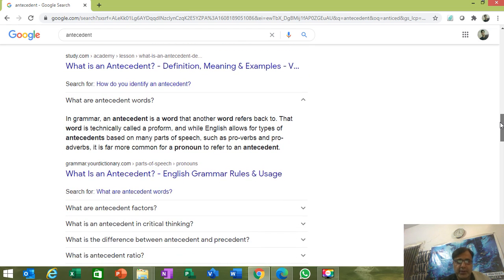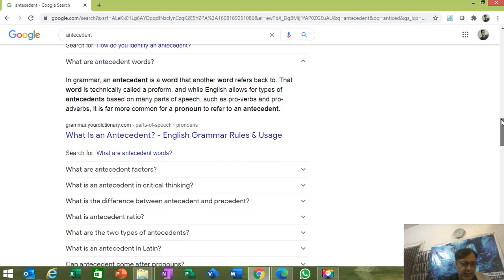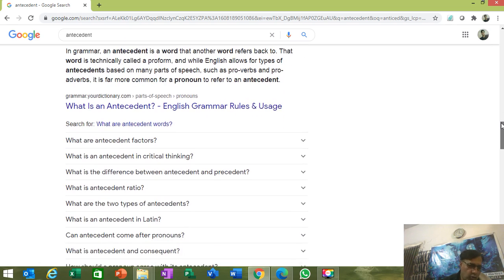In grammar, an antecedent is a word that another word refers back to. The word that refers back is technically called a pro-form. While English allows four types of antecedents based on many parts of speech, such as pro-verbs and pro-adjectives, it is far more common for a pronoun to refer to an antecedent. So you just have to look at these things.